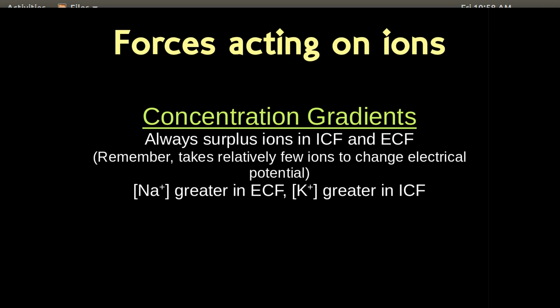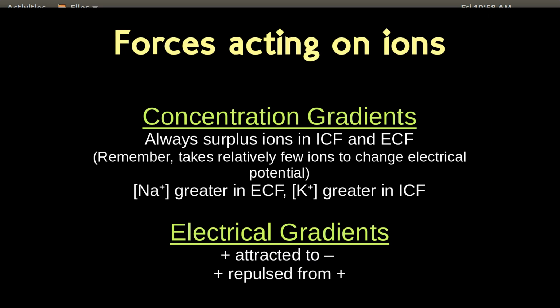Sodium concentration is essentially always greater in the extracellular fluid, potassium in the intracellular fluid. The other forces, again, just to refresh us, that are acting on these ions are the electrical gradients, where positive charges tend to be attracted to negative ions and repulsed by other positive charges. This is also true vice versa. Negative ions will be attracted to positive ions, but repulsed by other negative ions. And so this helps us set up these electrical gradients.